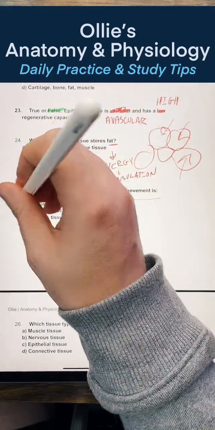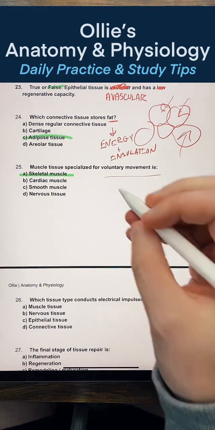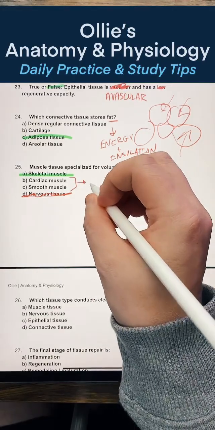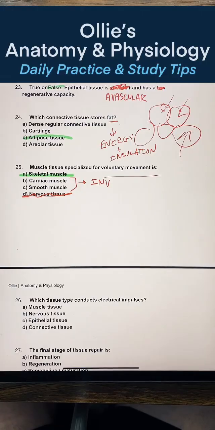It is skeletal muscle. Skeletal muscle produces voluntary movement. This is not going to be for that. Cardiac and smooth is involuntary, meaning you don't have conscious control over it.